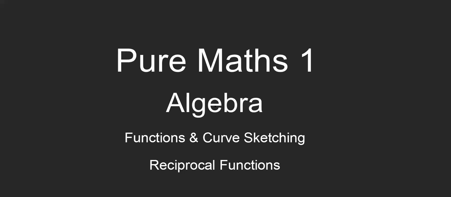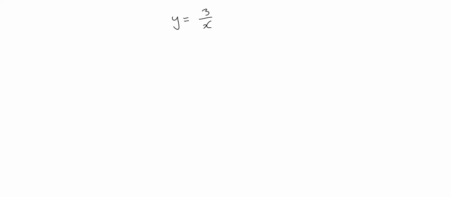This video in the Pure Math 1 course covers sketching reciprocal functions. Now, a reciprocal function is a function of this type, y equals 3 divided by x. And what we're going to do in this video is sketch this function and functions of this type, y equals any value k over x, where k is either a positive or negative number. So if we start with the simplest function, y equals 1 over x of this type, we want to see what this looks like.